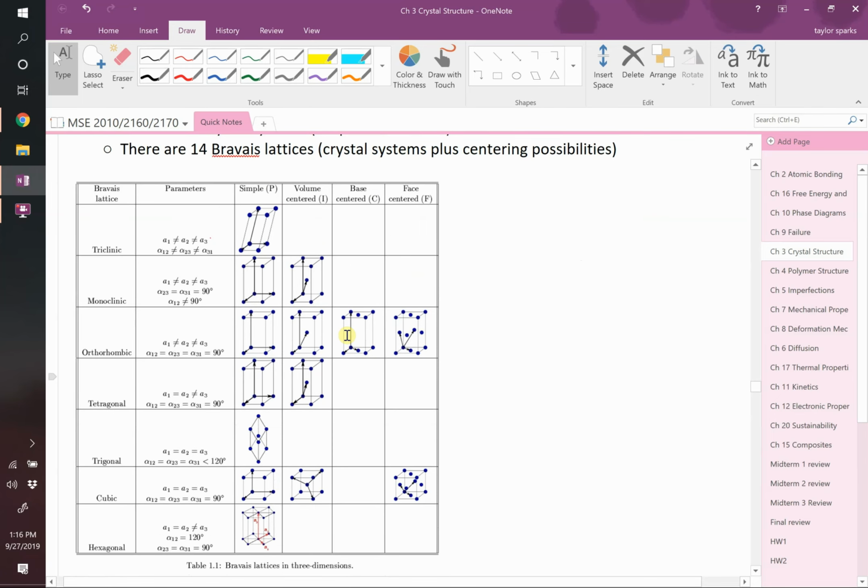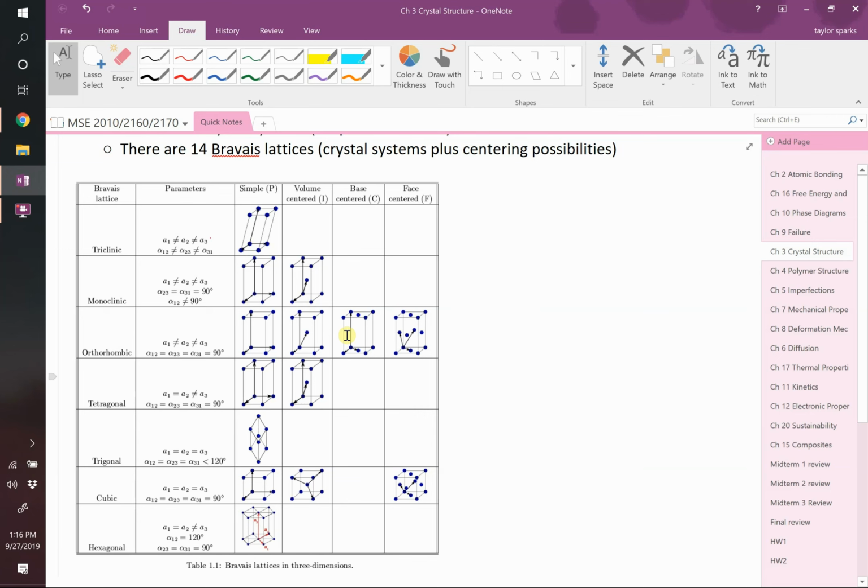Cubic's easy. All the angles between the different lattice sides are 90 degrees, and all the sides are equal length. Hexagonal is different. Hexagonal A is equal to B, so these two sides are the same, but they're not equal to C. The third one is a different length. And then these angles, 2 of them are 90 degrees and 1 is 120 degrees. That will give you the hexagonal crystal system.